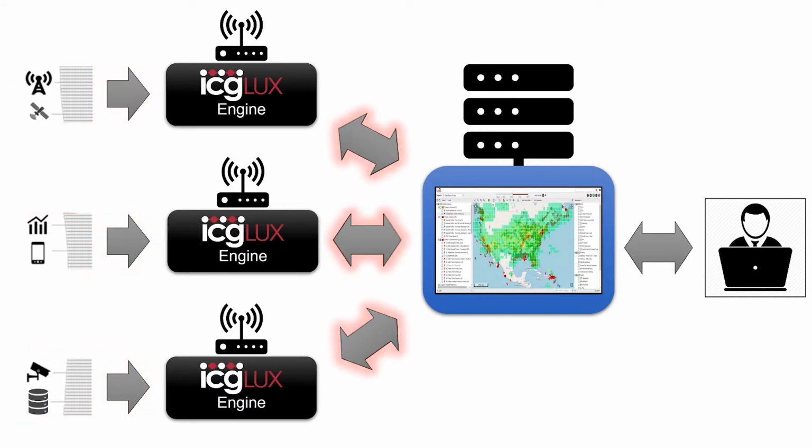Here, analysts can work in a command and control capacity, monitoring results from all NanoLUX nodes and pushing new rule criteria to adjust and fine-tune their operation in real time. Now let's see a quick example of NanoLUX in action.